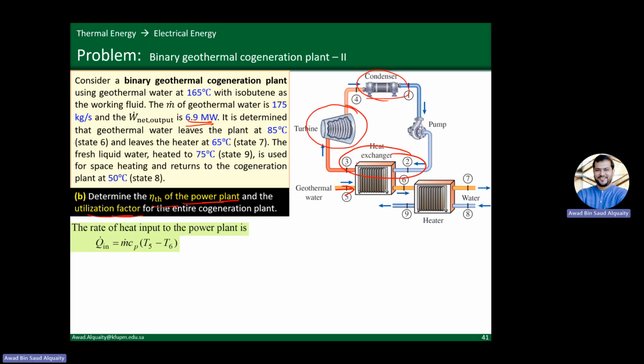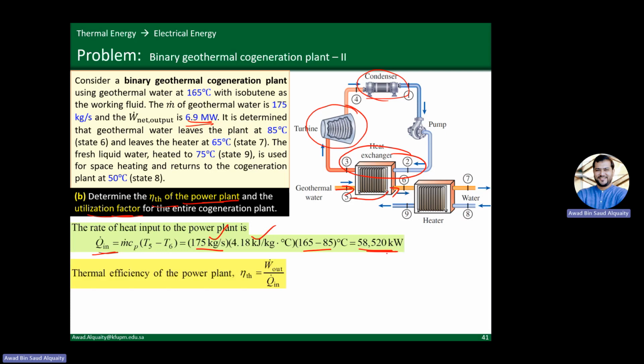So this is a special case for binary fluids. And so here what we'll find out is how much heat is transferred to the binary fluids, which is, well, mCp delta T again. So the delta T that we're talking about is from T5 to T6, right? So we have the mass flow rate, same mass flow rate, same Cp for water, and this is the delta T that's happening in here. So this is the amount of heat transferred to the binary fluid.